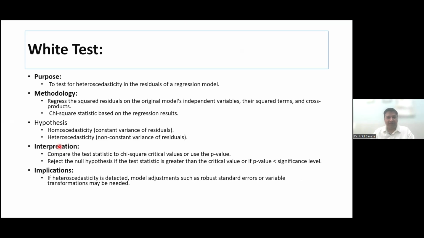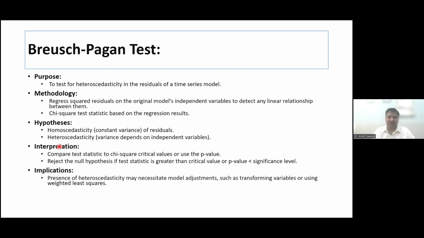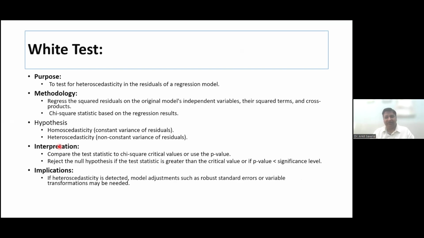However, the interpretation is very similar. The null hypothesis is again homoscedasticity, and the alternate hypothesis is heteroscedasticity. If the null is rejected, then there is an issue of heteroscedasticity, as in the previous test. So that way it is very simple. By conducting this White test, you will be able to determine whether there is a systematic pattern of variability in the residuals, and if that is there, it violates the assumption of the least squares method. So this is very important.